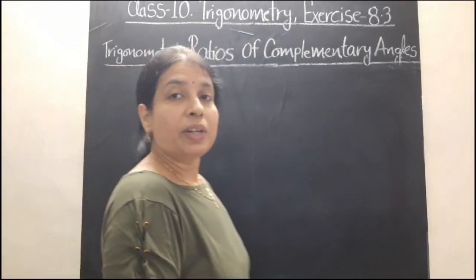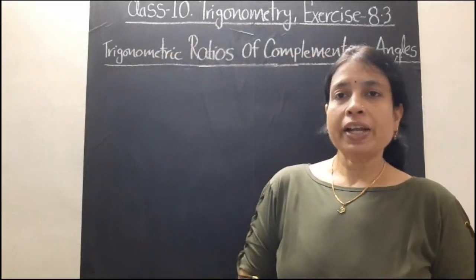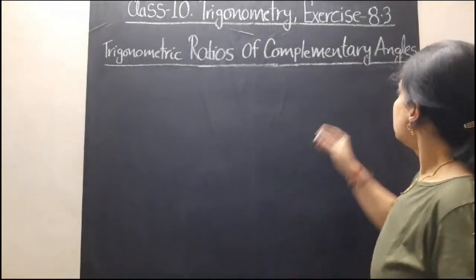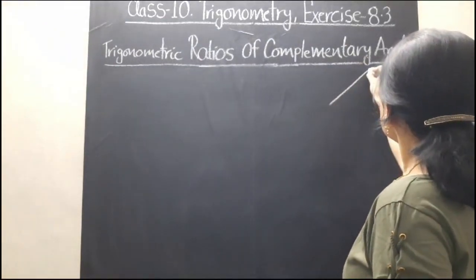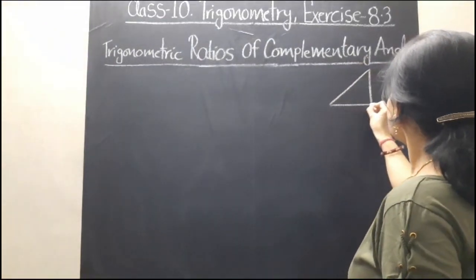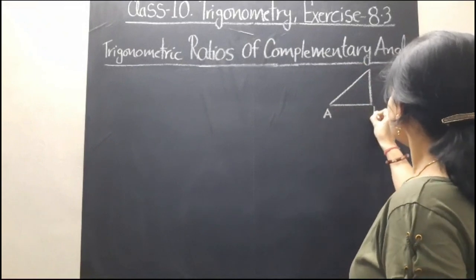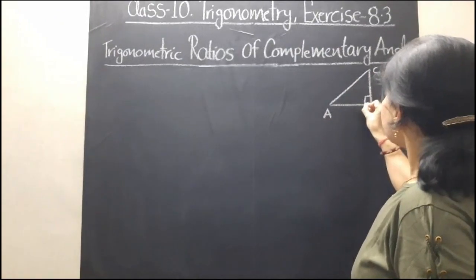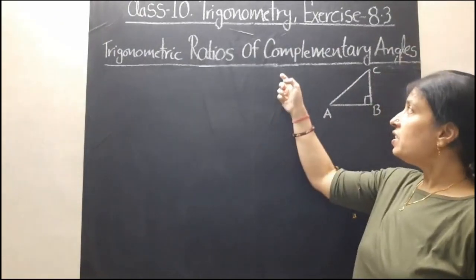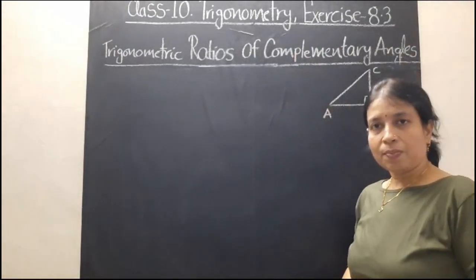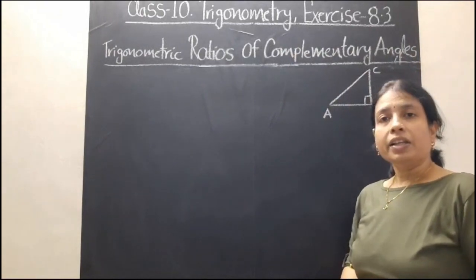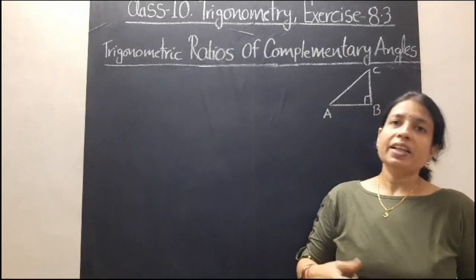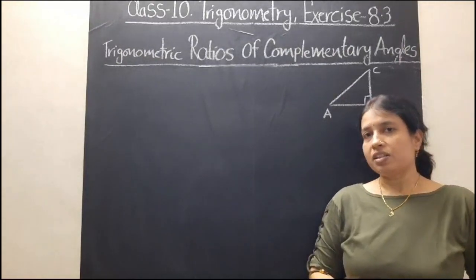We know that to find out trigonometric ratios, the triangle must be right angled. So first we draw a right angle triangle. Let us draw a right angle triangle ABC, right angled at B. Second thing is complementary angles. What is a complementary angle? If the sum of two angles is equal to 90 degrees, then they are called complementary angles.